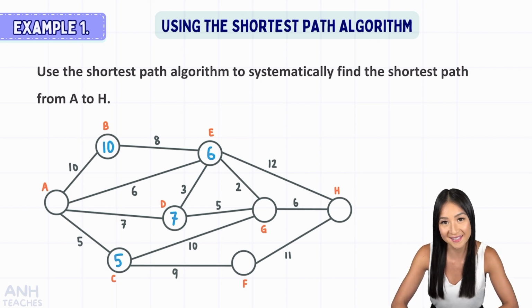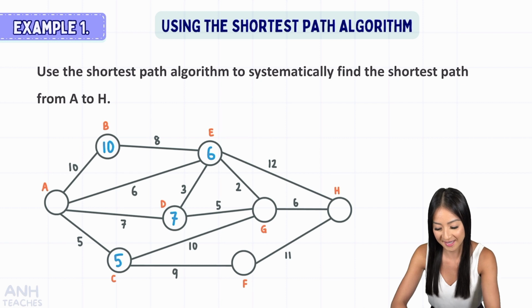Next, I'm going to look at vertex F. So I highly doubt that I'm going to have to start from C and go forward and have to backtrack. It's just this direct edge here, which means 5 plus 9 is 14.